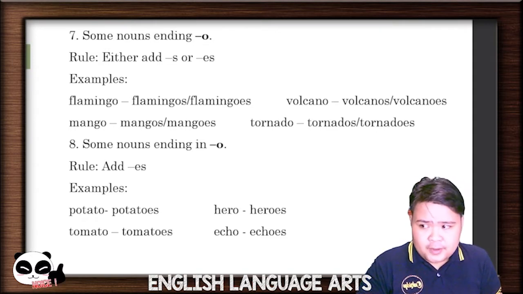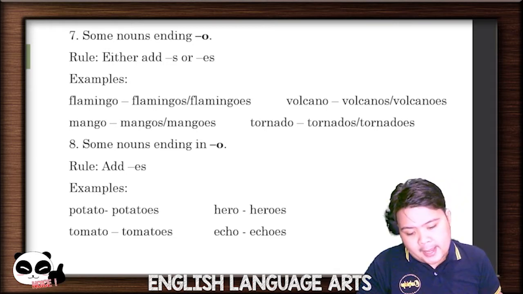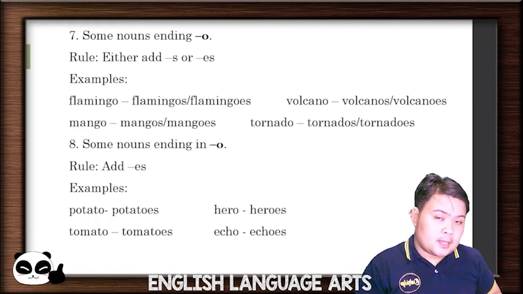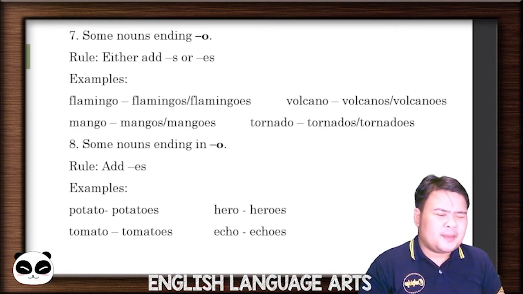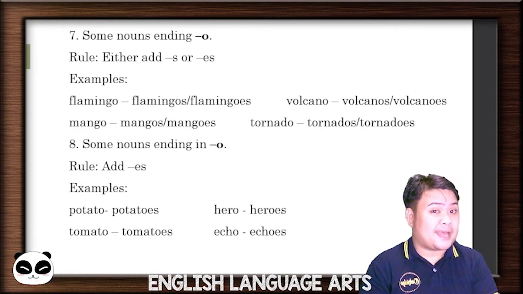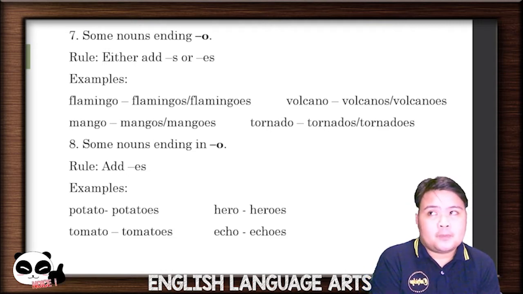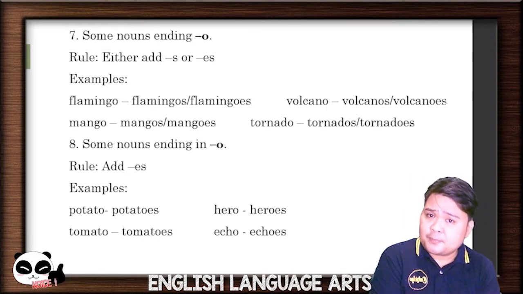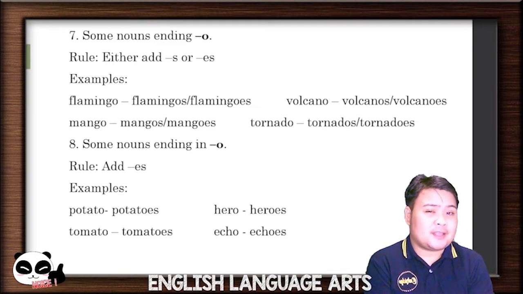Or how do we know if you just add ES or S to those that end in O? Well, I can't give you all of the words that would have specific rules for them, because if I were to do that, it would take a lot of time. So what would I suggest? I suggest you keep reading, keep watching, keep playing games, movies, books that use the English language. You are immersing yourself in the English language.